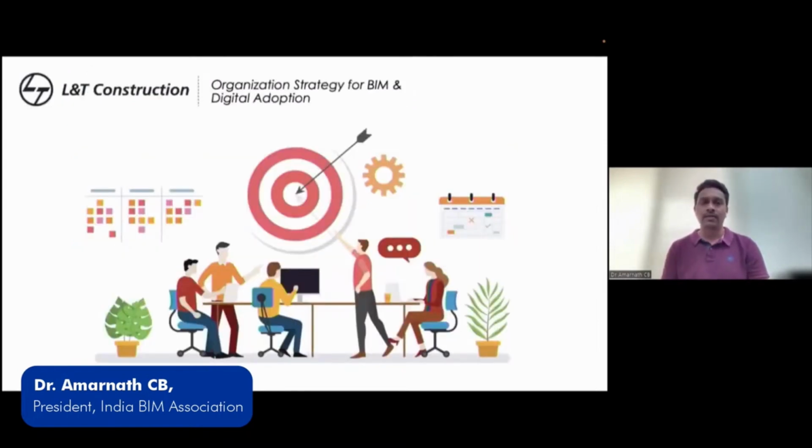And as my past experience, I worked with L&T Construction as head of BIM strategy for almost 4 years, because that's my research area.